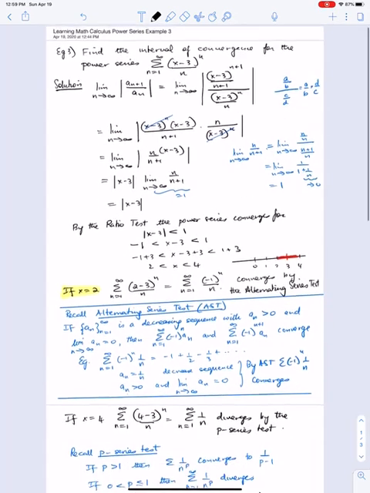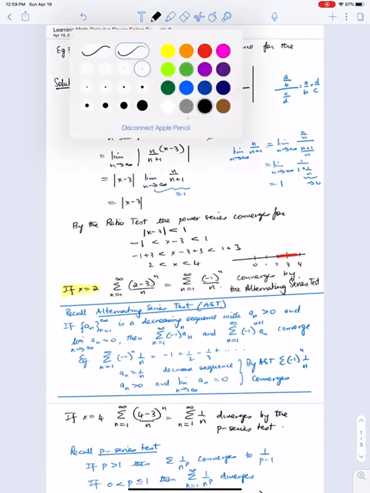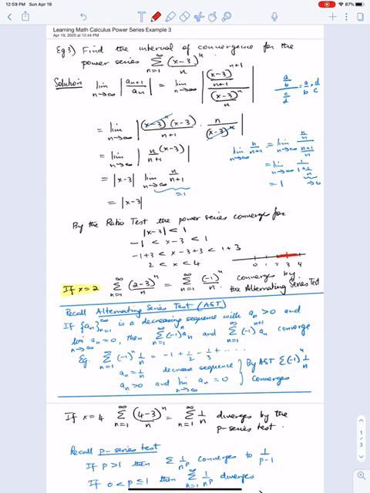This is a problem where c was non-zero. In the previous problem, c was 0. Here, c is equal to 3. So the power series is centered around 3. So the limit as n tends to infinity of a_(n+1) over a_n ends up being this. So by the ratio test, the power series converges for the absolute value of x minus 3 less than 1, which ends up being this. And here is our picture.